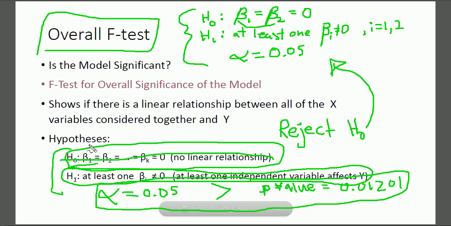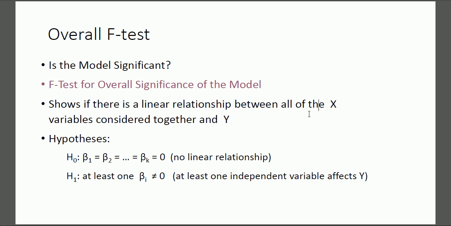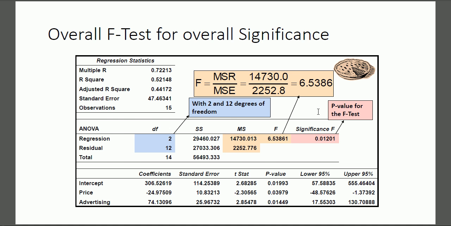Okay, that's interesting. So basically, our conclusion from this assessment tool is that there is at least one independent variable that affects y, that has a significant linear relationship with y.